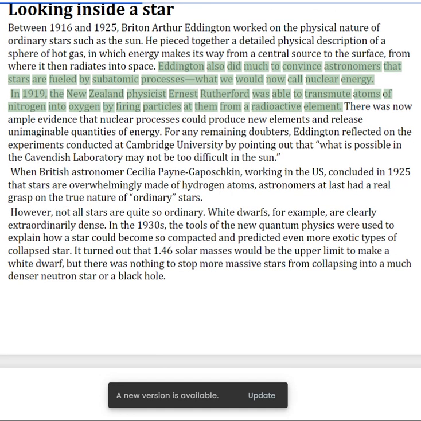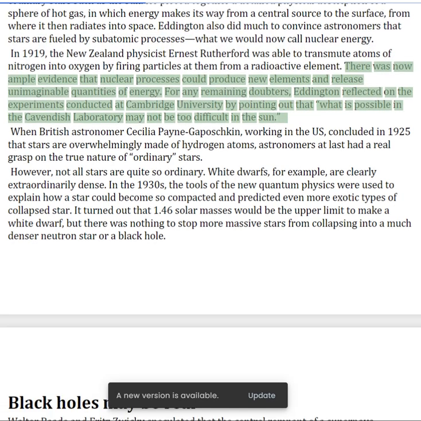Eddington also did much to convince astronomers that stars are fueled by subatomic processes, what we would now call nuclear energy. In 1919, the New Zealand physicist Ernest Rutherford was able to transmute atoms of nitrogen into oxygen by firing particles at them from a radioactive element. There was now ample evidence that nuclear processes could produce new elements and release unimaginable quantities of energy. For any remaining doubters, Eddington reflected on the experiments conducted at Cambridge University by pointing out that what is possible in the Cavendish laboratory may not be too difficult in the Sun.